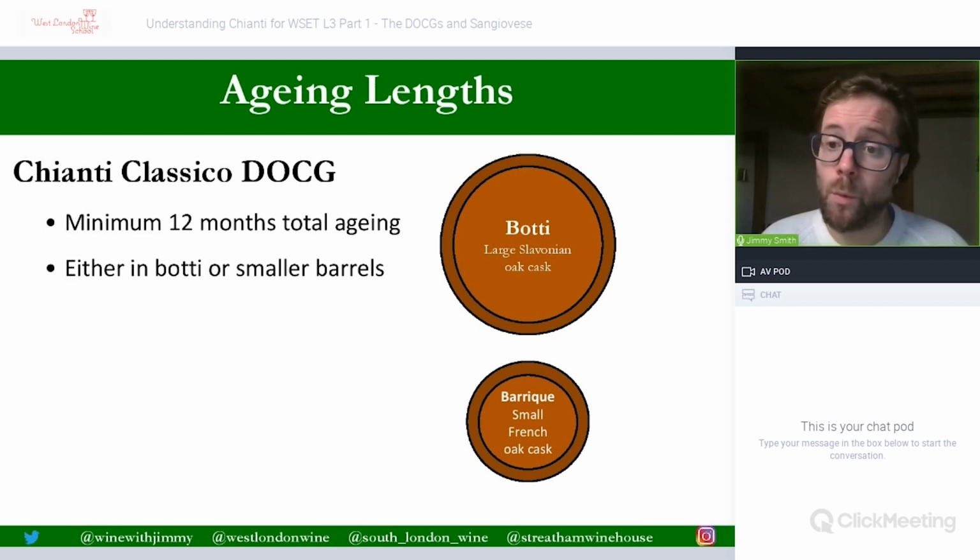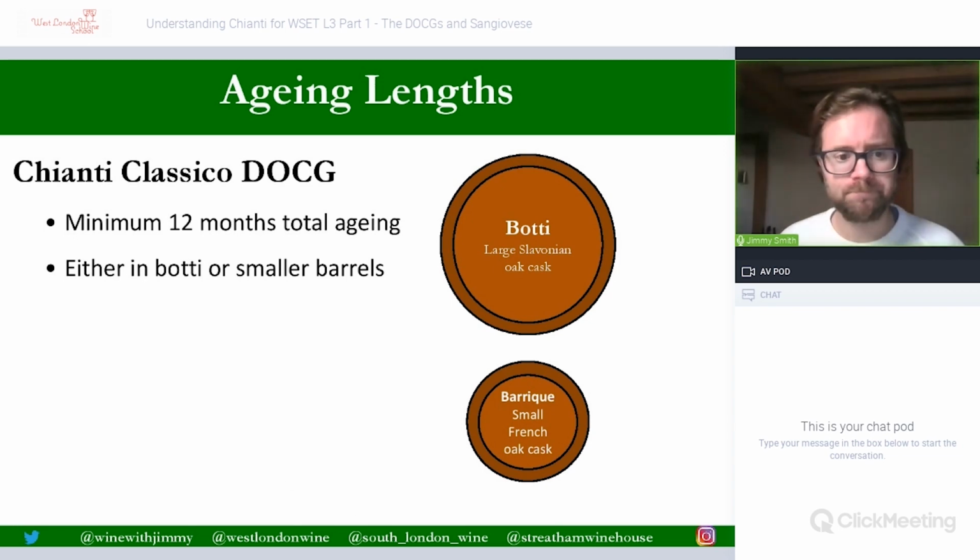And when oak is used here, this can either be in botti, which is very large Slavonian oak, as you can see by the diagram that I've depicted on the right-hand side, or in barrique, which is a more modern technique, which has been adopted, of course, from France, so smaller barrels. The larger barrels will have less flavor and aroma impact, whereas barriques, if they're certainly newer, will have more flavor and aroma impact on the final wine. Okay, so that's our aging length of Chianti Classico.